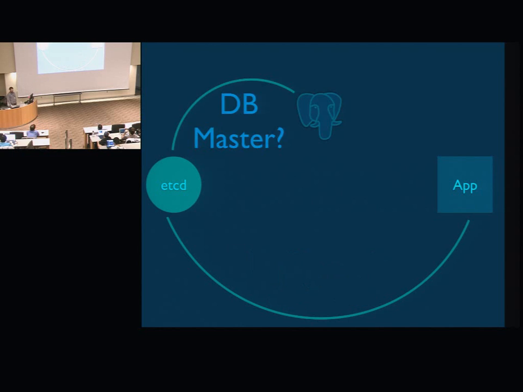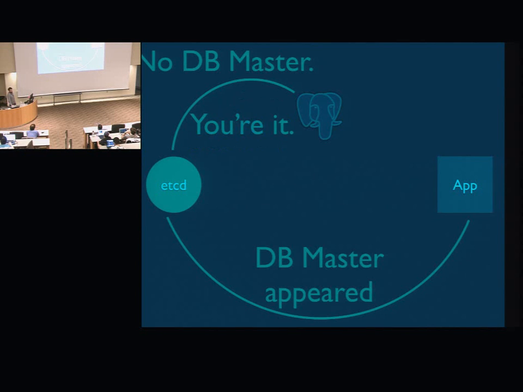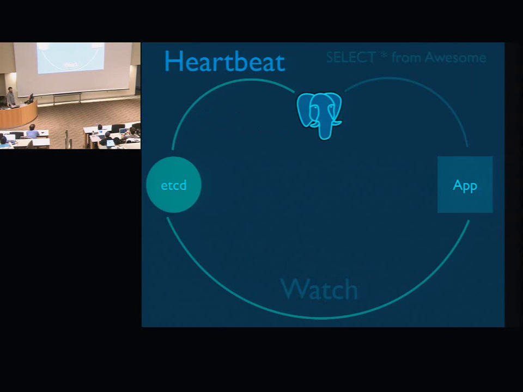All right, so now Postgres comes up and it says, who's the database master? etcd responds with, no database master, you're it. And then etcd writes out to that watching process, a database master has appeared, and the application would then reconfigure itself to be able to talk to that. Okay? This is about as simple as it gets.